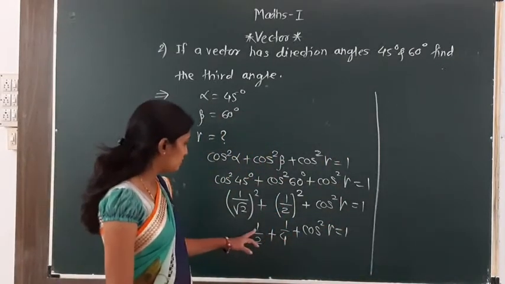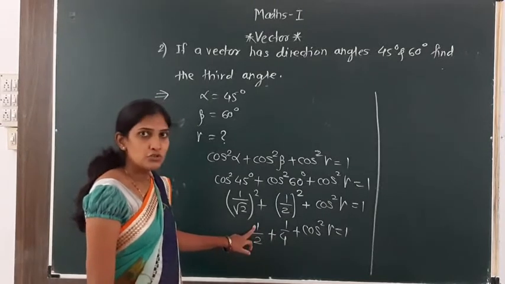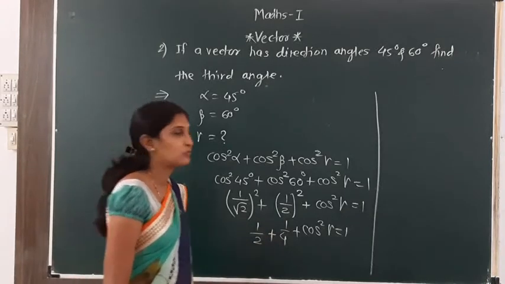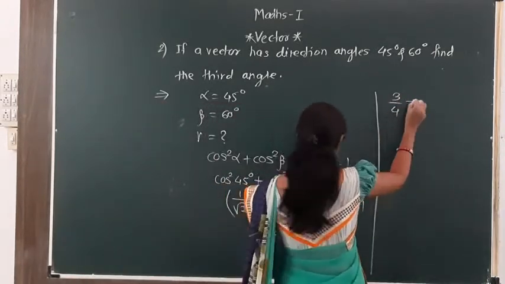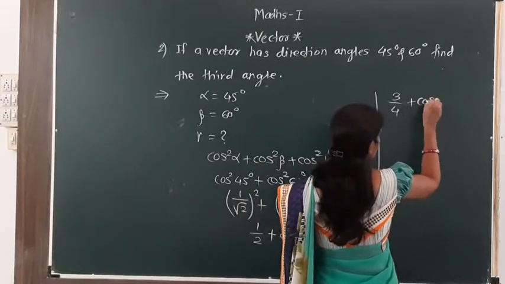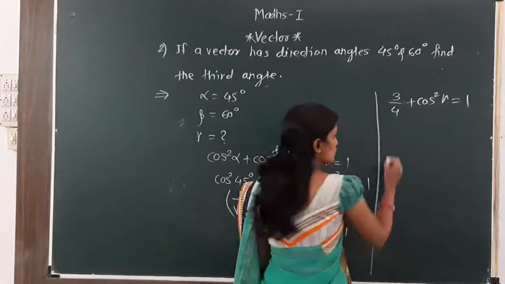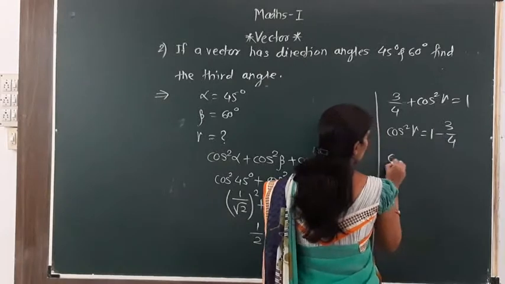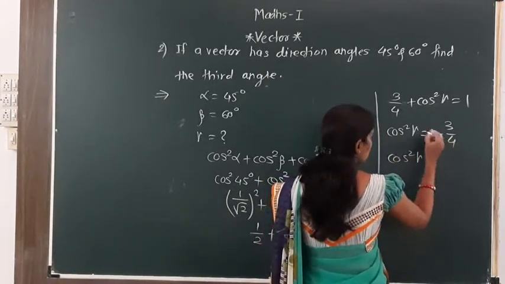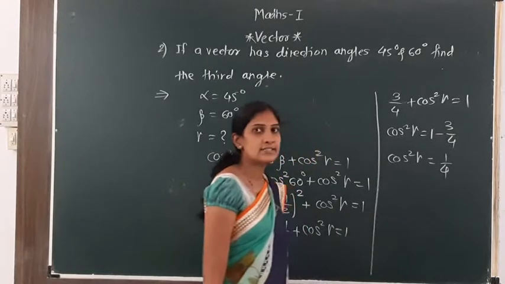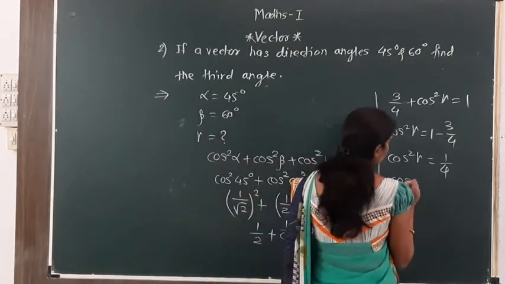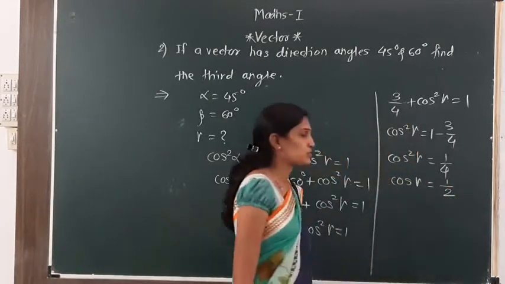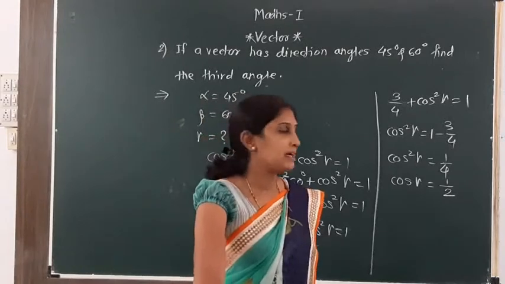Here we multiply this by 2, so we get 2 by 4. 2 by 4 added to 1 by 4 is 3 by 4, plus cos square gamma is equal to 1. So cos square gamma is equal to 1 minus 3 by 4, so cos square gamma is equal to 1 by 4. If we take the square root, cos gamma is equal to 1 by 2.